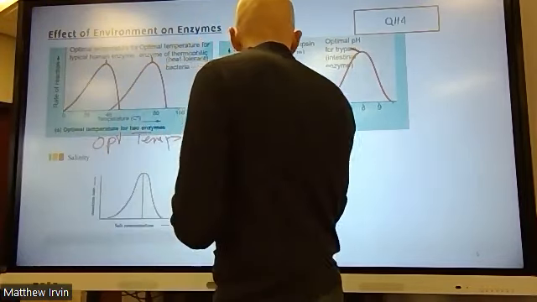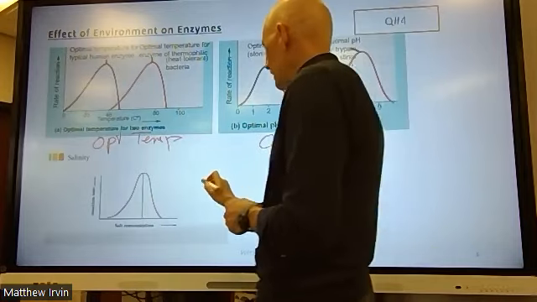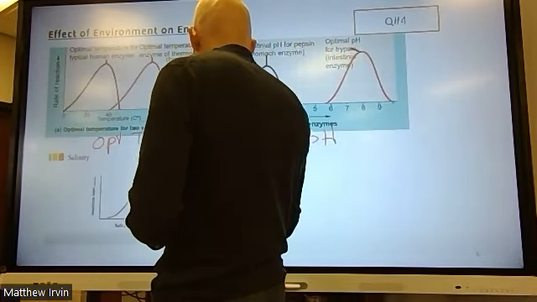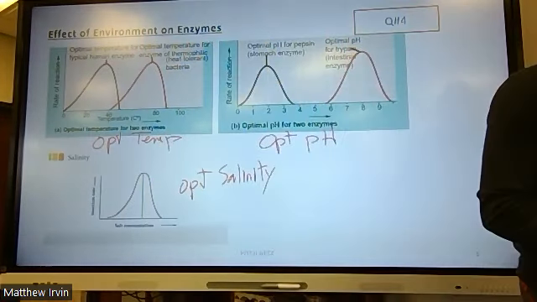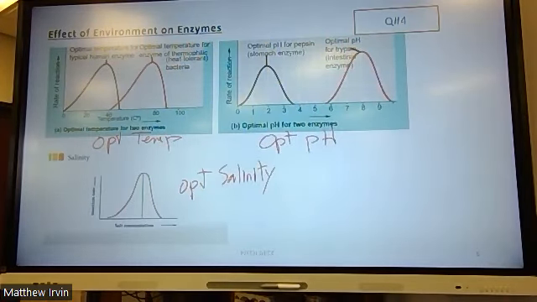We'll have optimal pH. We'll have an optimal salinity or optimal salt level. If you go out of this optimal range, what happens to your reaction rate? It slows down. If you go extremely far beyond this, what happens to your protein? It's going to denature. And that means your protein is going to start to break down, changing its structure, and it doesn't work anymore.